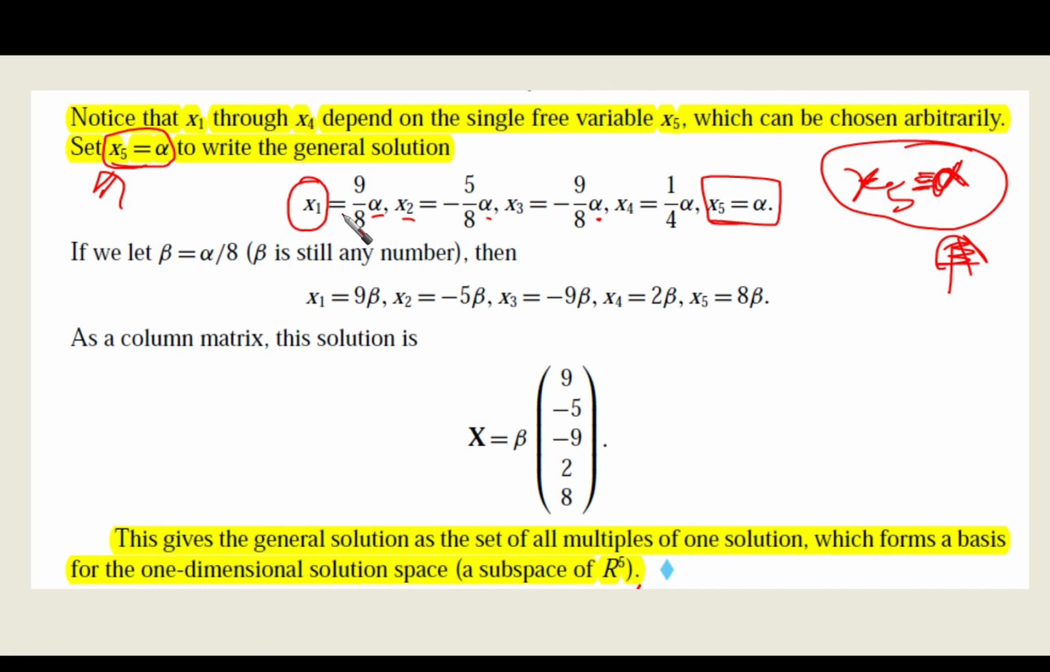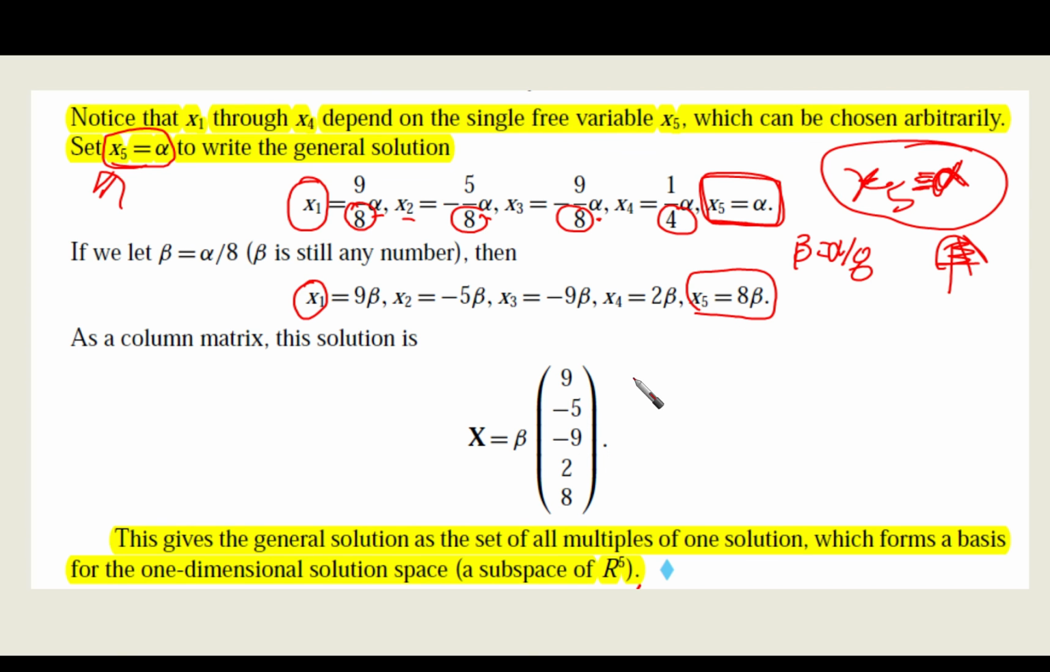Sometimes we do not like the fractions here, like 8 in the denominator, for example. We want to get rid of this 8. So instead of saying that x5 equals alpha, we put beta equal to alpha over 8. Whenever you substitute here, you're going to find that x1 equals 9 beta, x2 equals minus 5 beta, x3 equals minus 9 beta, x4 equals 2 beta, and x5 equals 8 beta, because beta equals alpha over 8, and x5 equals alpha.